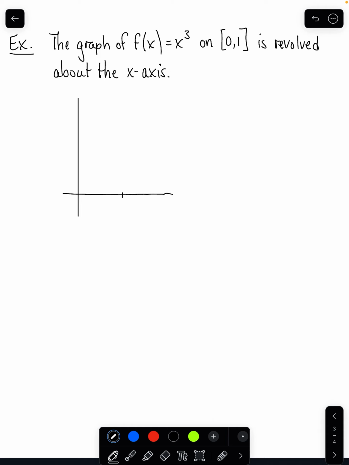Of course, x cubed is going to go from 0, 0 up to 1, 1. And it's going to do so in a curving fashion. Now, when this curve then gets rotated about the x-axis, it's going to result in what's going to look like, well, the bell end of a trumpet, basically. It's going to create a three-dimensional shape, or the outer surface of a three-dimensional shape.